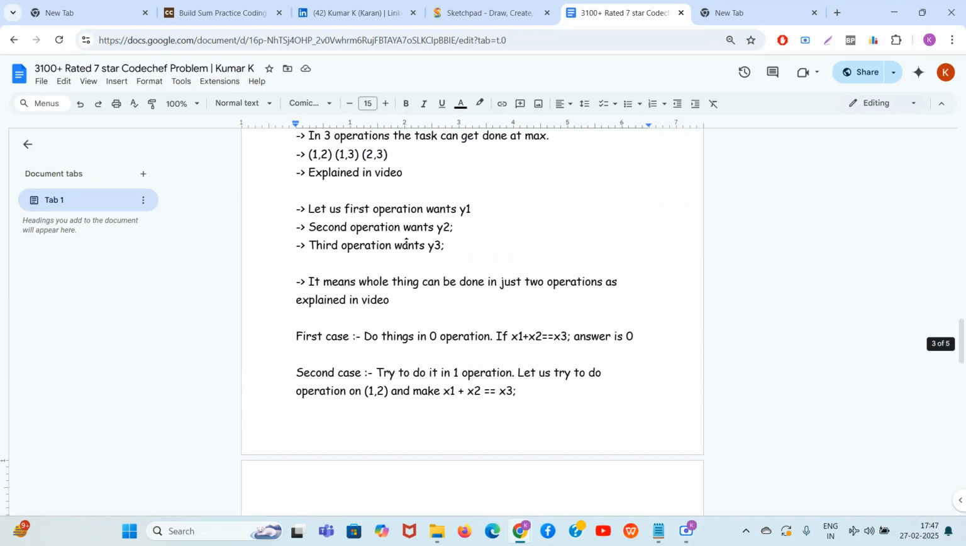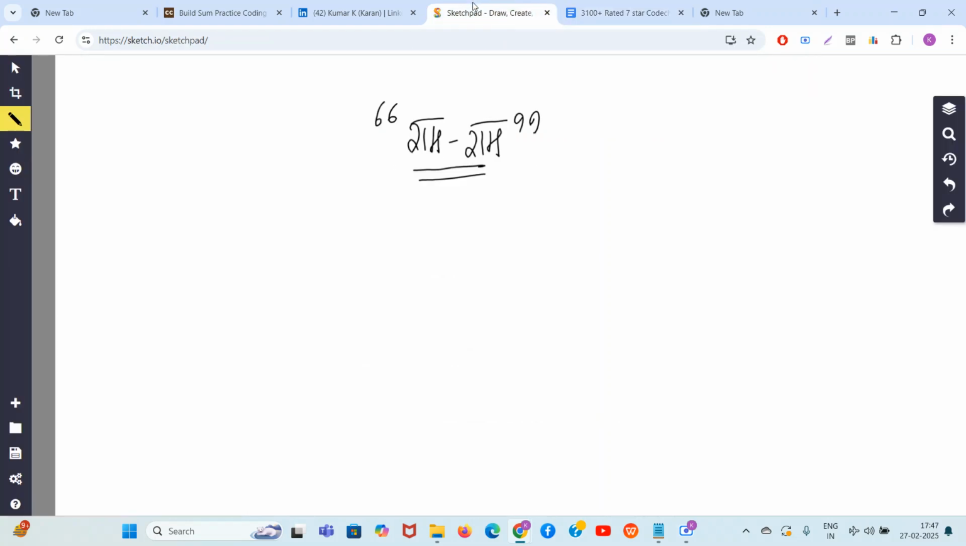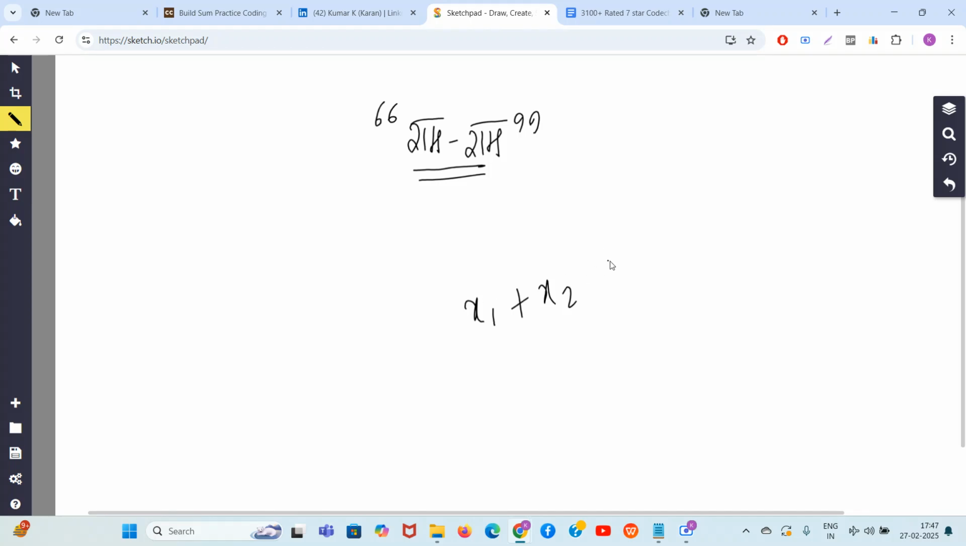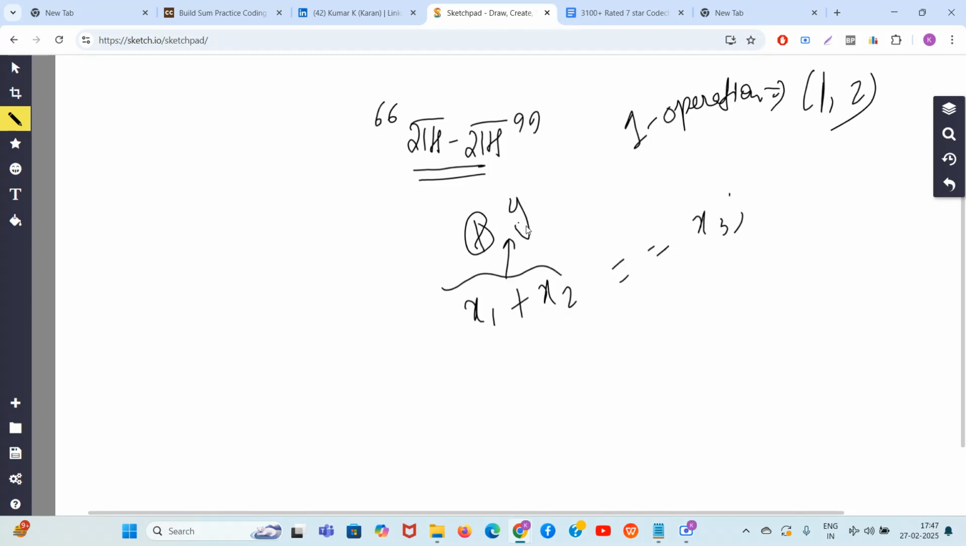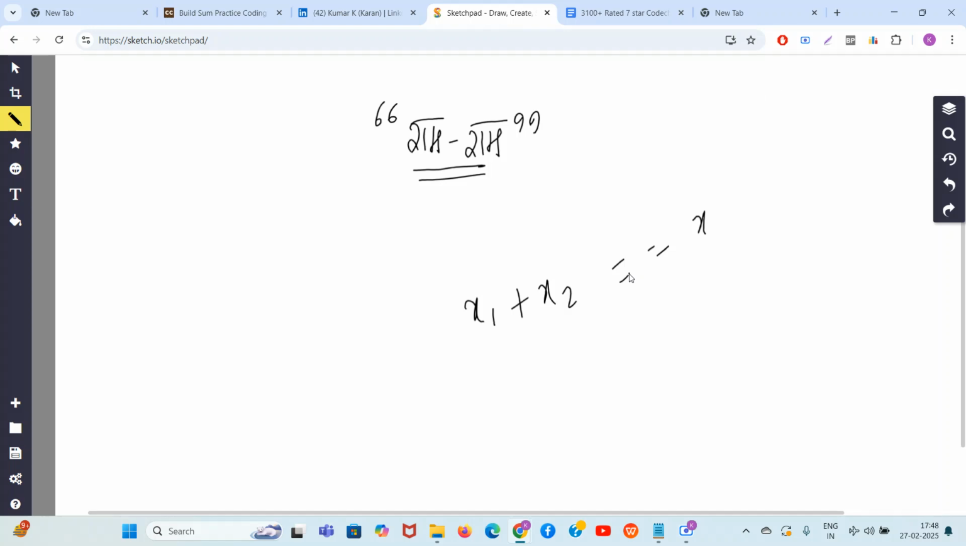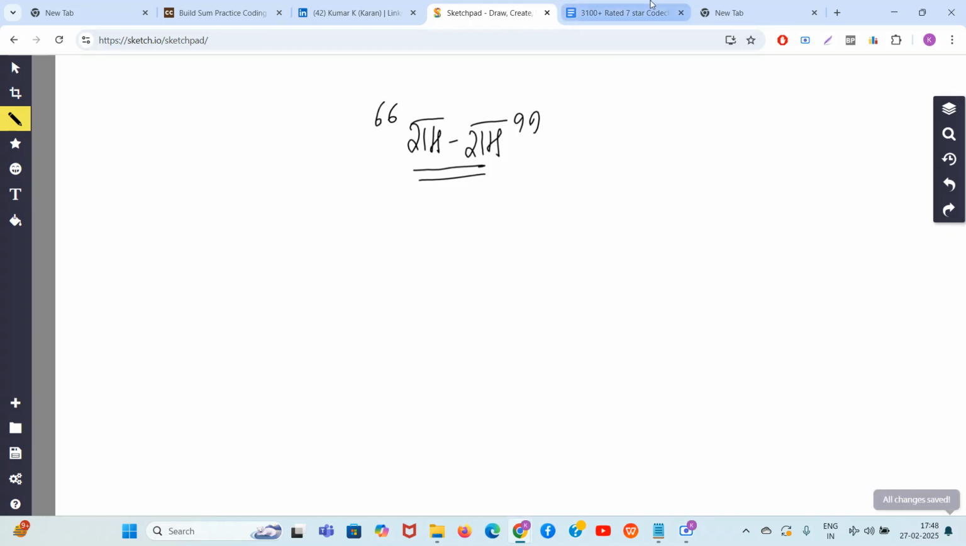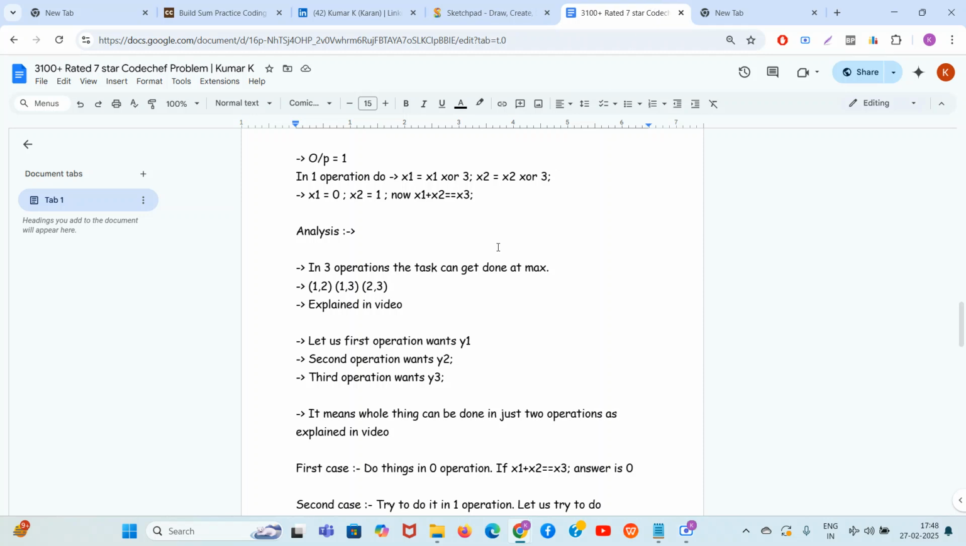Now guys, forget everything. Just think that you want to make x1 plus x2 quantity equal to x3 by doing only one operation on the pair 1 comma 2. So you only think which number should you do their XOR with, y, such that their sum becomes equal to x3. Think about it. The best trick is, guys, that convert the x1 and x2 numbers in binary and solve them bit by bit. So guys, listen to me carefully.